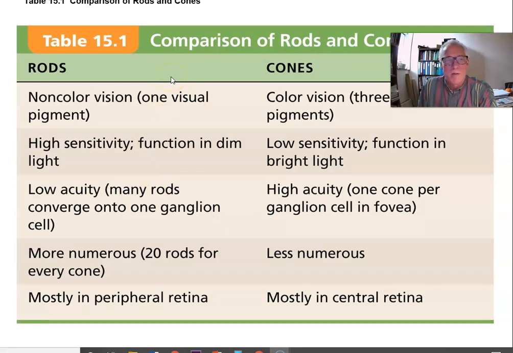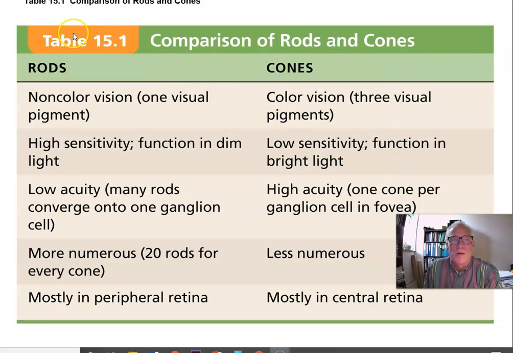Finally, here's this table. I need to move that table to a more ideal location, showing us the comparison between rods and cones. Rods are monochromatic and highly light sensitive, so they work in dim light, but have low acuity. Acuity means sharpness of vision. Cones produce color vision because there are 3 different families of cones that absorb preferentially different wavelengths of light, but they need a lot more light to operate.